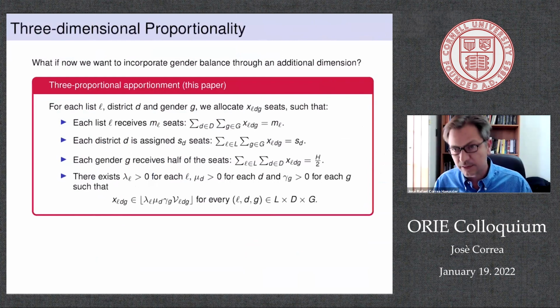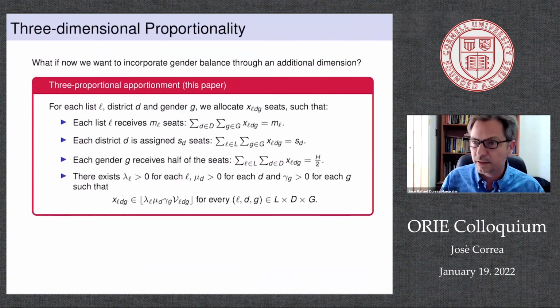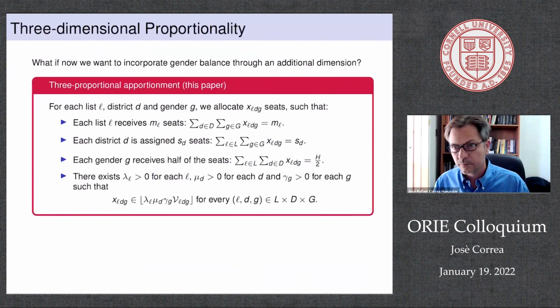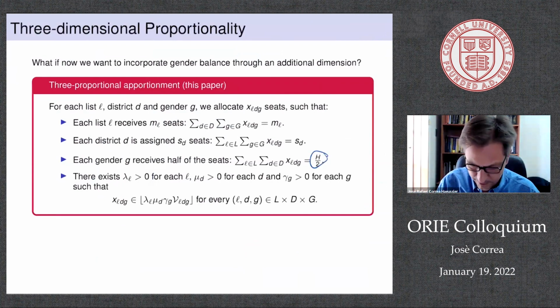I want that the marginals are satisfied in each party. So each political party, each district gets the right number of seats. And I also want that each gender gets half the seats. Or it could be some other marginal, it doesn't really matter. But let me just make it specific. So I'm here assuming half the seats.